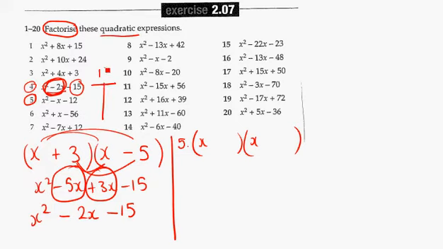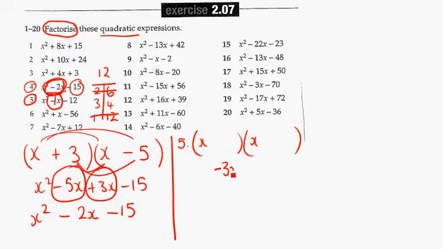Factors of 12: 2 and 6, 3 and 4, 1 and 12. I need to add or subtract to get minus 1. 12 and 1 are never going to have a difference of 1. 2 and 6 cannot be combined, adding and subtracting, to give me minus 1. So it's going to need a 3 and a 4 somehow in here.